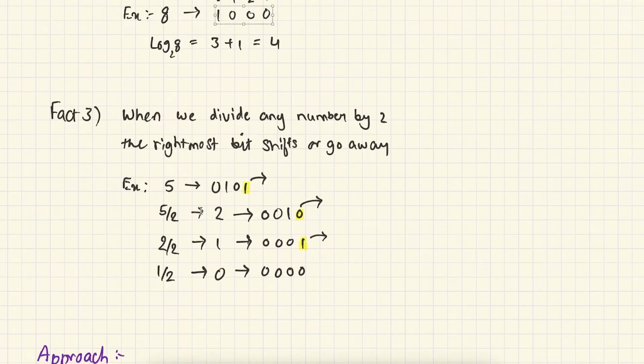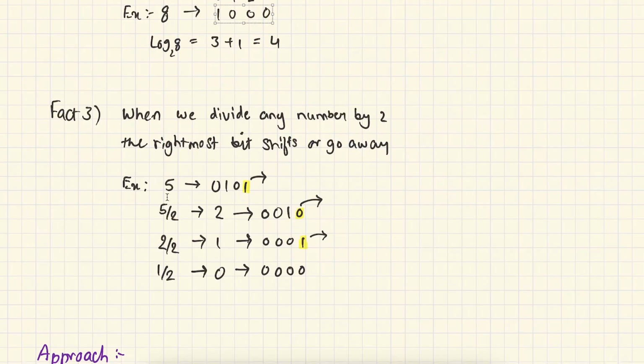The next fact is that when we divide any number by 2, the rightmost bit shifts away. For example, let's say we have 5, and the binary representation of 5 is 0101, right? When we divide 5 by 2, we simply get 2, right?